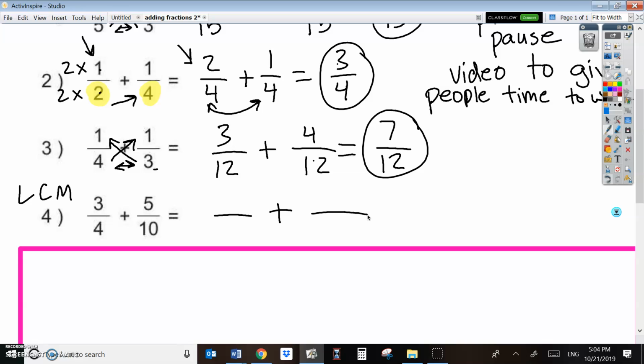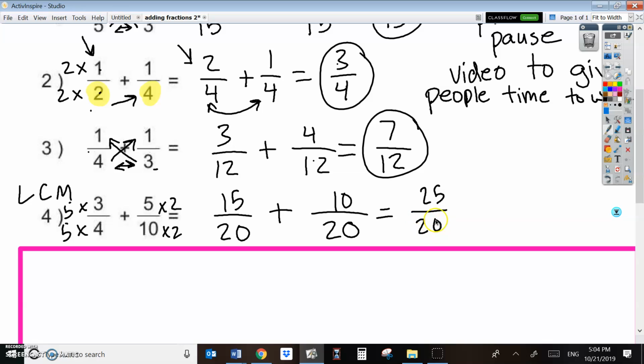The least common multiple of 4 and 10 is 20. 4 times 5 equals 20. 3 times 5 equals 15. 10 times 2 equals 20. 5 times 2 equals 10. Now I have the same denominators. I can add the numerators and I will get 25 over 20, or 1 and 5 over 20, or 1 and 1/4.